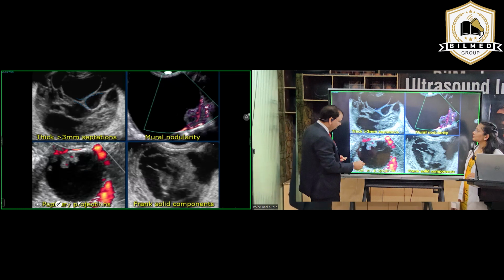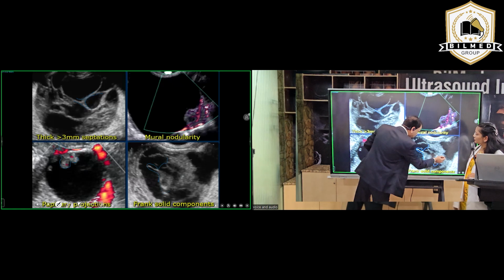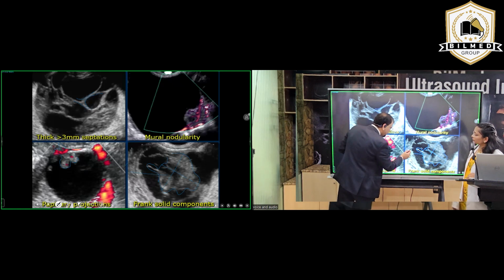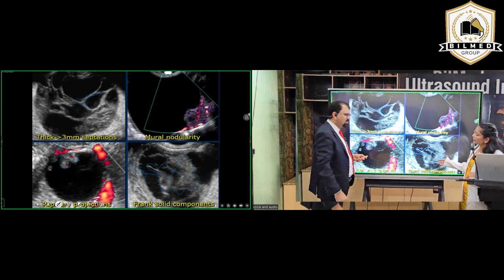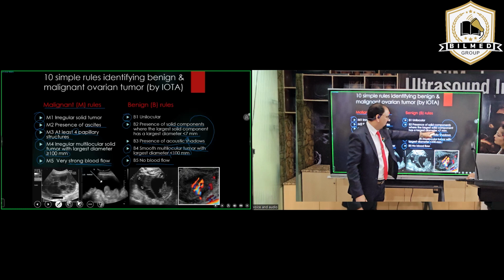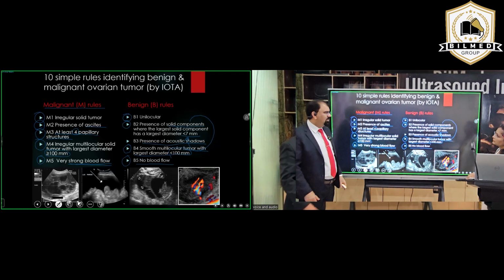Now over here I am having a vasculature. You know where to go. Now this is the solid component over here. When I am measuring the solid component across, if it is 10 millimeters, for example, instead of 7 millimeters, then is it benign or malignant? Mostly malignant. Why? Because I know that the solid component should be less than 7 millimeters.